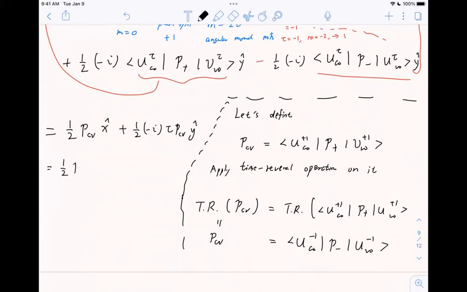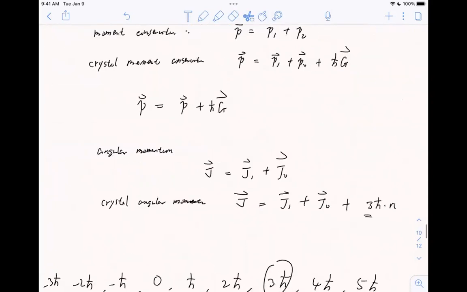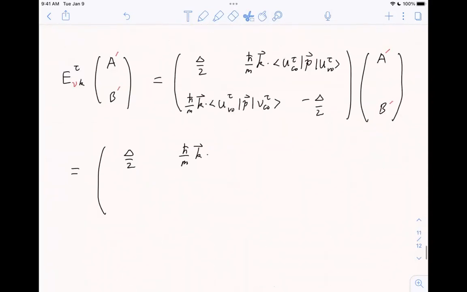1/2 PCV X plus minus tau. Okay, so that is what we get. Let's take away this minus. Copy. And then you're going to get this.